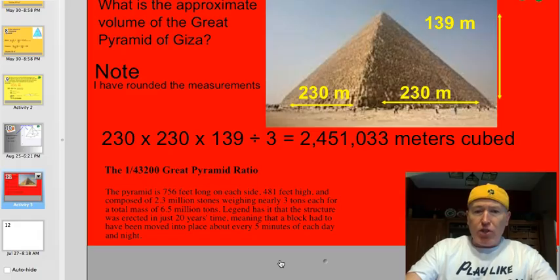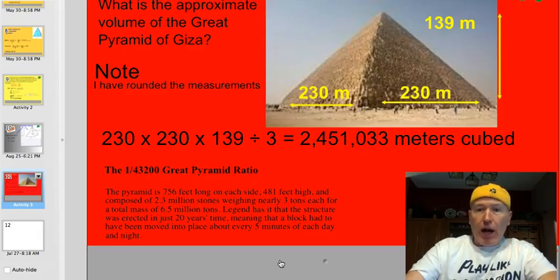Legend has it that the structure was erected in just 20 years. And if that's the case, that means that one of these blocks had to have been moved into place every 5 minutes of each day and night, round the clock for 20 years. That's crazy. I don't know how they did it. Anyway, Google Great Pyramid of Giza if you want some other crazy facts. There's all kinds of mathematical connections, and with the alignment of the stars and the center mass of the Earth, all kinds of cool things.